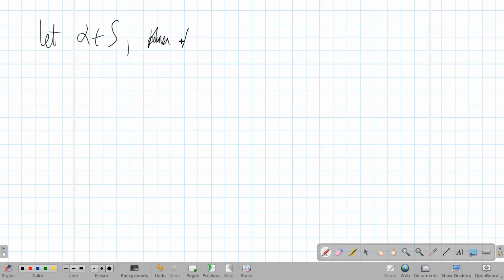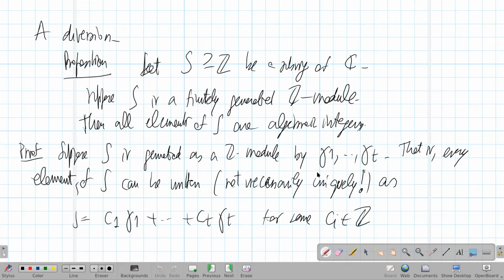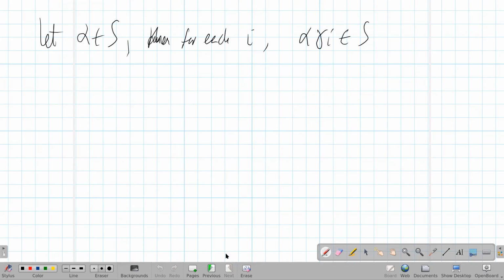And then for each i, alpha gamma i will be in S, because S is a ring, the gamma i are in S, okay? And so the product is in S. And we know that every element of S can be written as a linear combination of the gamma i.